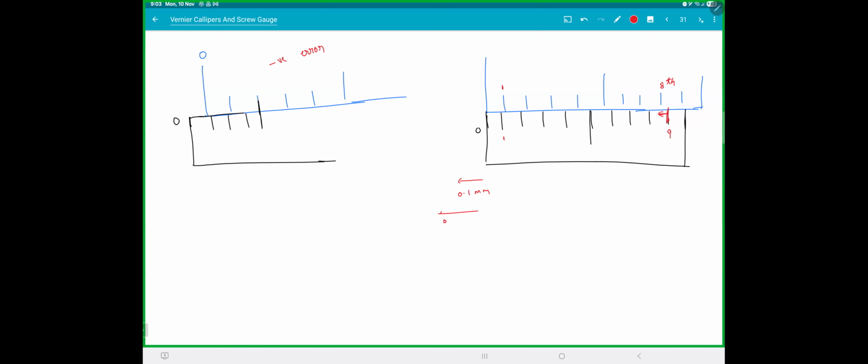If I move 0.2 mm, then who will match? The 8th division and the 7th division will match. If I move 0.4 mm, who will match? The 6th division and the 5th division will match. If I move 0.6 mm, then who will match? The 4th division and the 3rd division will match. Yeah, right, it's not up to scale actually.